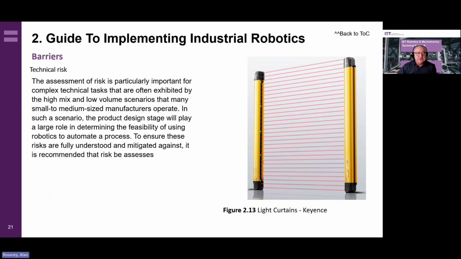To ensure these risks are fully understood and mitigated against, it's recommended that the risks be assessed through the use of tools that help map the process or methods of failure. And those tools might include, say, supplier input, process output charts, or failure mode and effect analysis. And we'll have maybe a quick chat about that later on. In this picture here, figure 2.13, there's an image of light curtains from Keyence, and they're very useful for ensuring that if an operator enters a robot operating area, it will automatically shut down the robot.